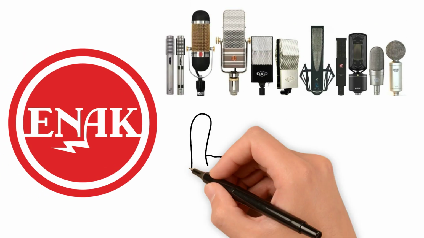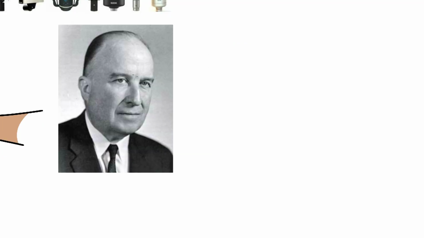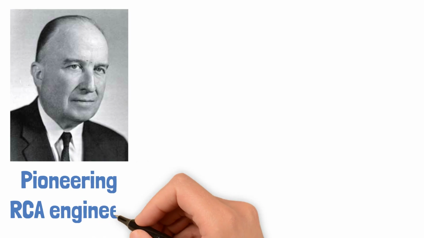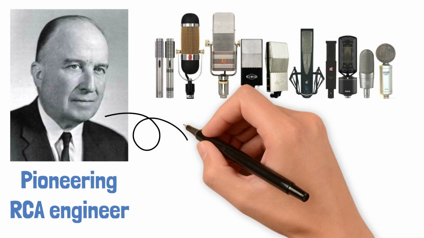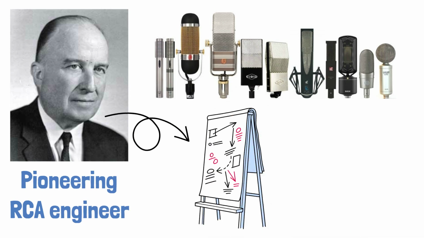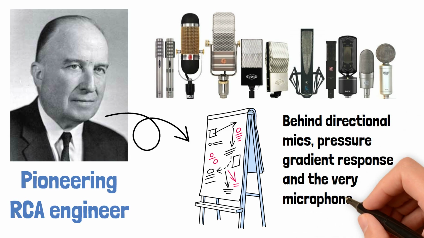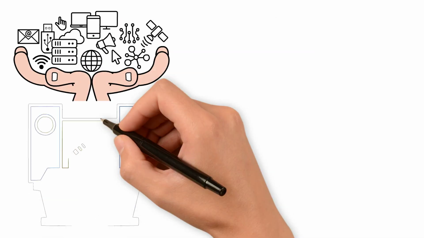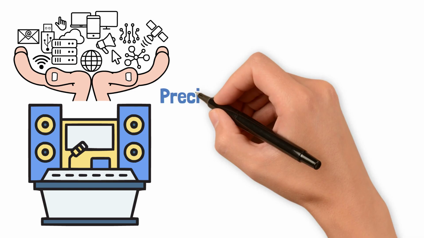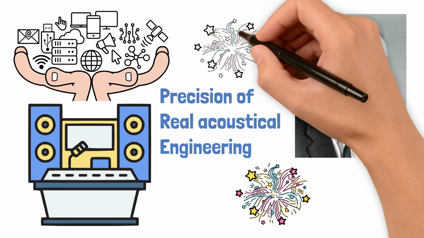At ENAC, we preserve these legacy designs not just because they're iconic, but because they embody the brilliance of Harry Olson. Harry Olson was the pioneering RCA engineer who developed many of the ribbon microphone designs still revered today. He was responsible for the theory and invention behind directional mics, pressure gradient response, and the very microphones we now restore. His work shaped the sound of broadcast, film, and recording studios for generations, and the precision of real acoustical engineering. We owe Harry Olson big time.